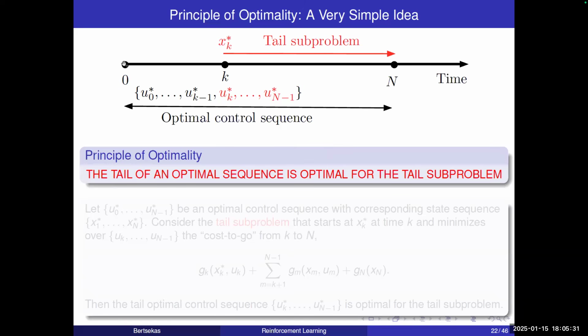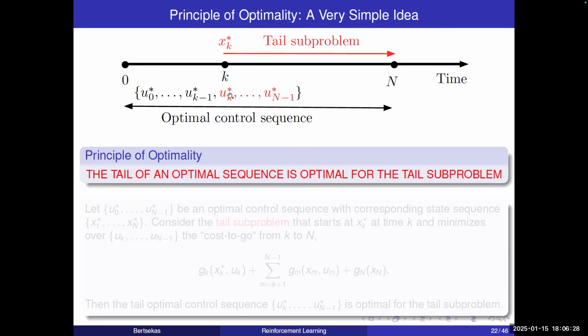Suppose that we are considering a finite horizon deterministic optimal control problem starting from some initial state x0. Let's assume we already obtain an optimal control sequence u0 star and so on, uk star, until un minus 1 star. By the way, our notational convention is that for anything associated with the optimal, we will use the superscript star. So starting from initial state x0, after applying control u0 star and so on, we will reach an intermediate state xk star.